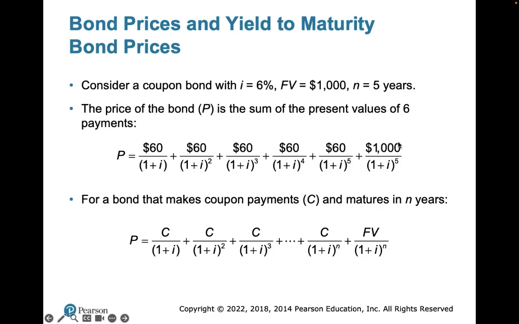Okay, and this is it. The price of the bond is the sum of the present value of 6 payments: 1, 2, 3, 4, 5, 6. This is for a bond that makes coupon payments and matures in n years. Okay, this is it.